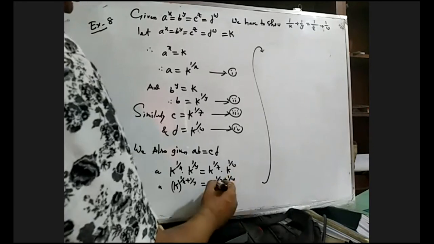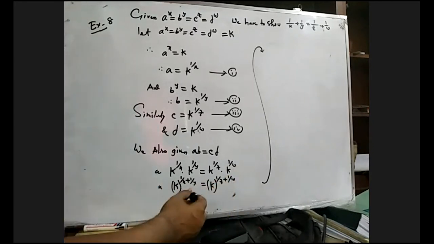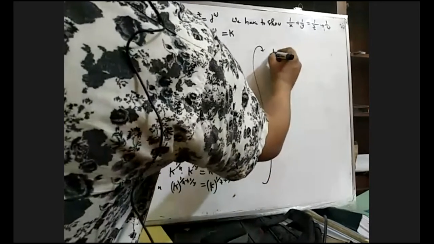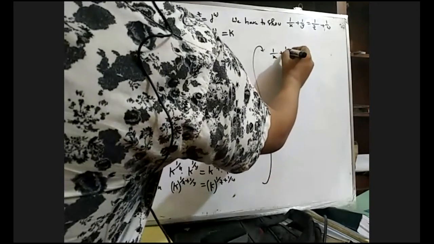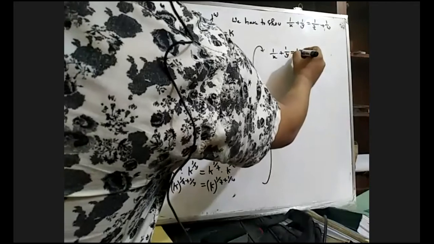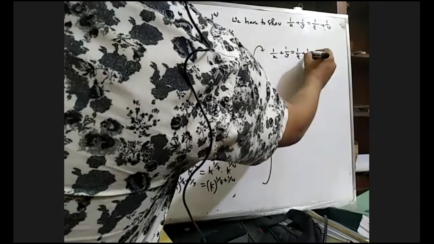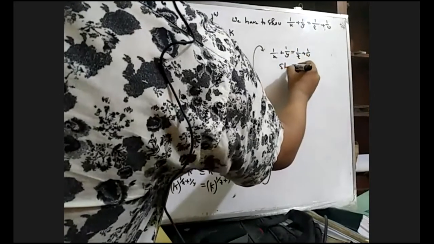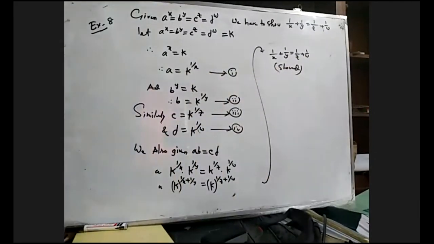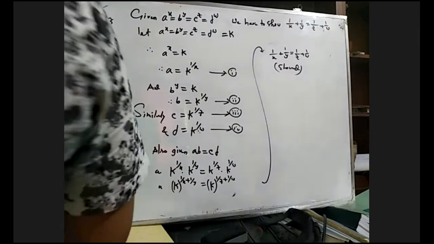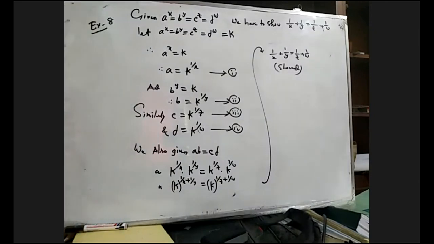Okay, so bases are the same. This is why you can write power equals power: 1 by x plus 1 by y equals 1 by z plus 1 by w. This is short, very easy, easier than the previous example. Just putting the values, we got the result. Very easy. Now another example, example 9.